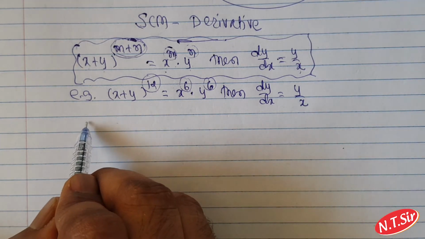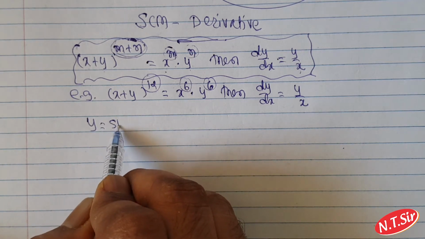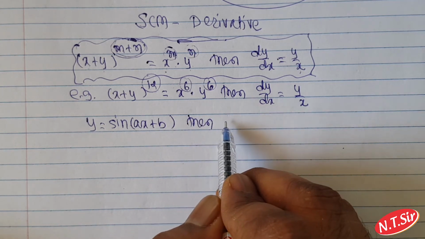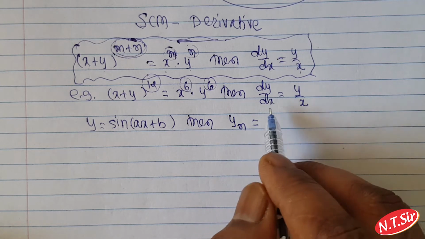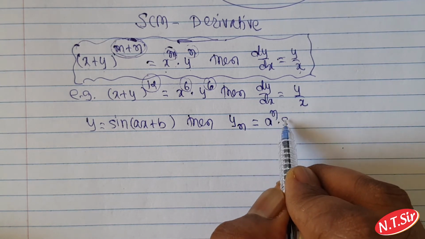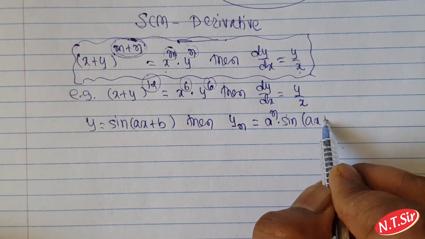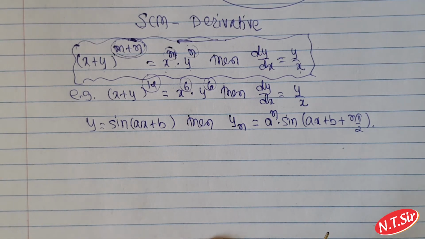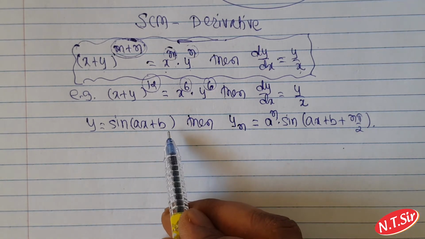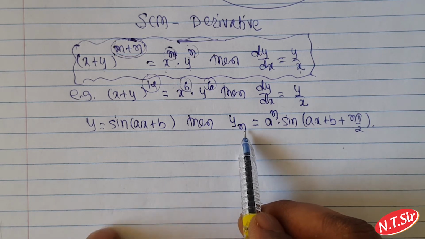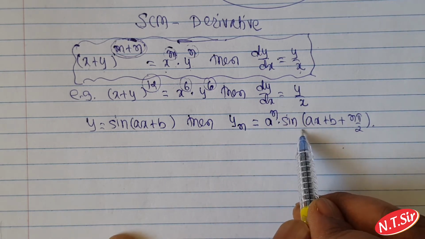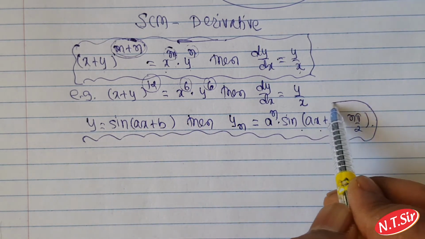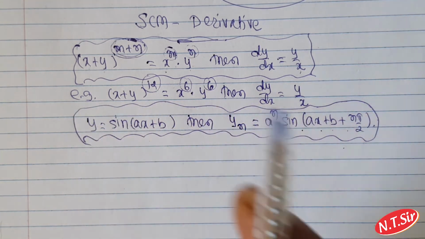Another formula: y is equal to sine of (ax plus b). Then your nth derivative, yn, is a raised to n into sine of (ax plus b plus n pi by 2). That is the answer. So the nth derivative of sine (ax plus b) will be a raised to n sine (ax plus b plus n pi by 2). So this is another formula. Memorize this formula.